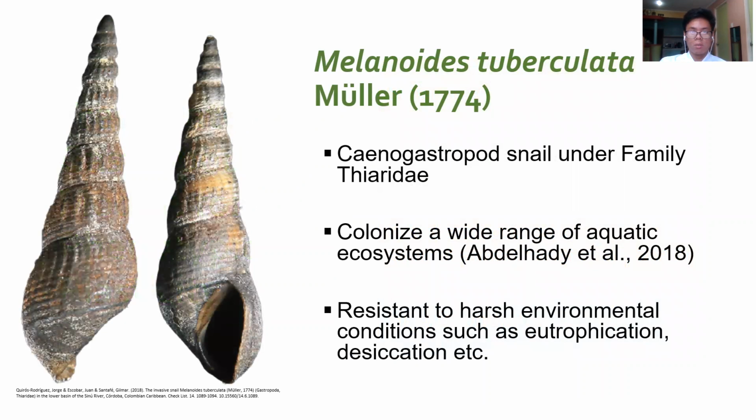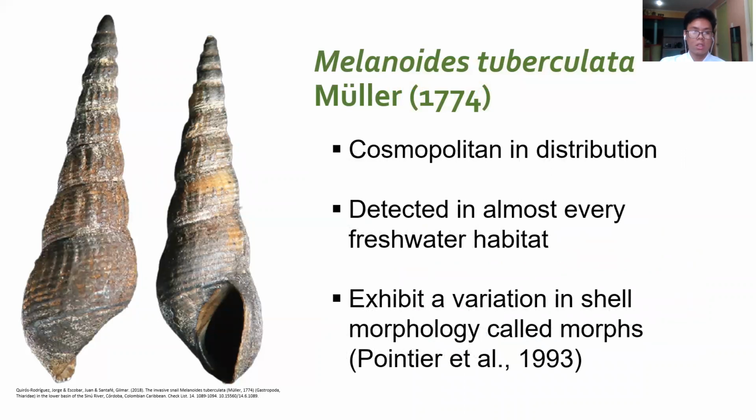So now let me discuss Melanoides tuberculata, which was discovered by Buehler back in 1774, the snail that I used and studied for my thesis. It is an invasive cynogasteropod snail under family Thyaridae. And since it's invasive, it can colonize a wide range of aquatic ecosystems. It's also resistant to harsh environmental conditions, such as eutrophication and desiccation. And since it is invasive and resistant, it has a cosmopolitan distribution.